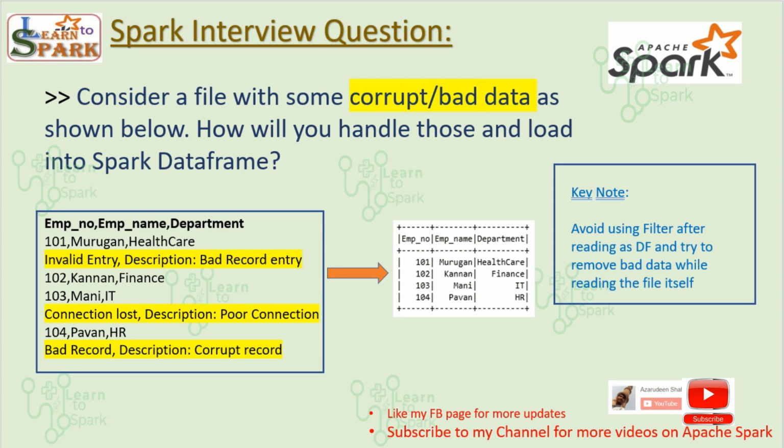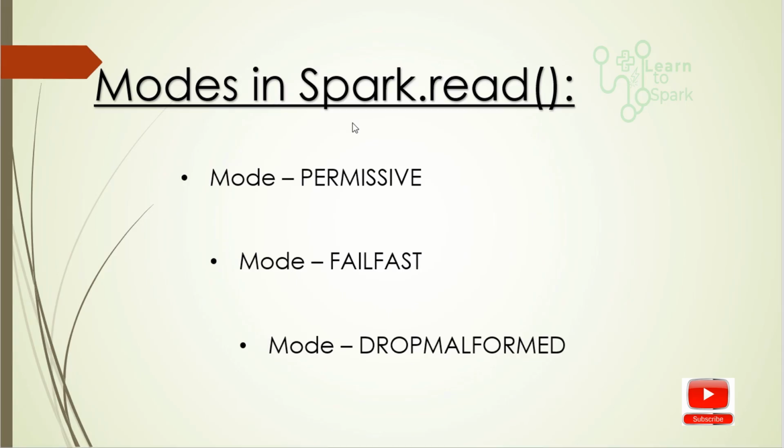Before moving on to a demo, let us have a quick check on what all the modes available in the Spark DataFrame reader, so that it will give us some idea on what we are going to do in our demo. Let's get started. We have three modes in a Spark data reader: permissive, fail fast, and drop malformed. Let us see one by one. Our default mode is permissive, in which it will just pull up the data and load it as a data frame.